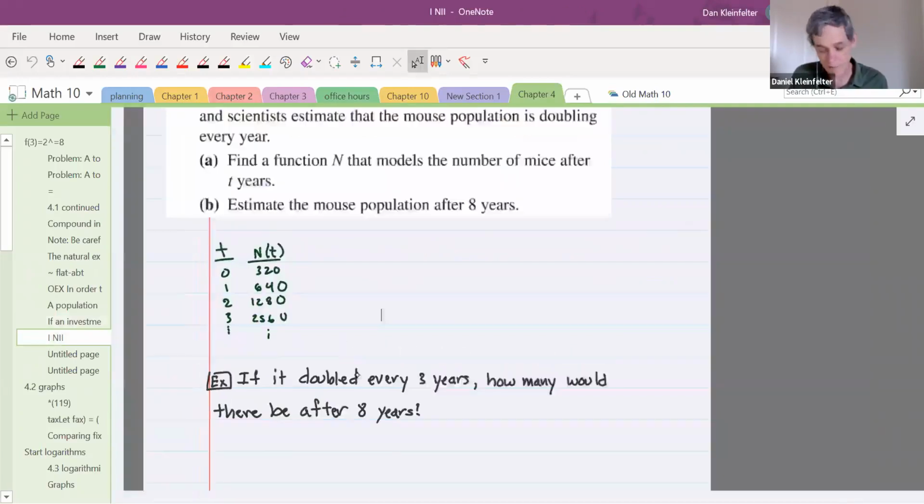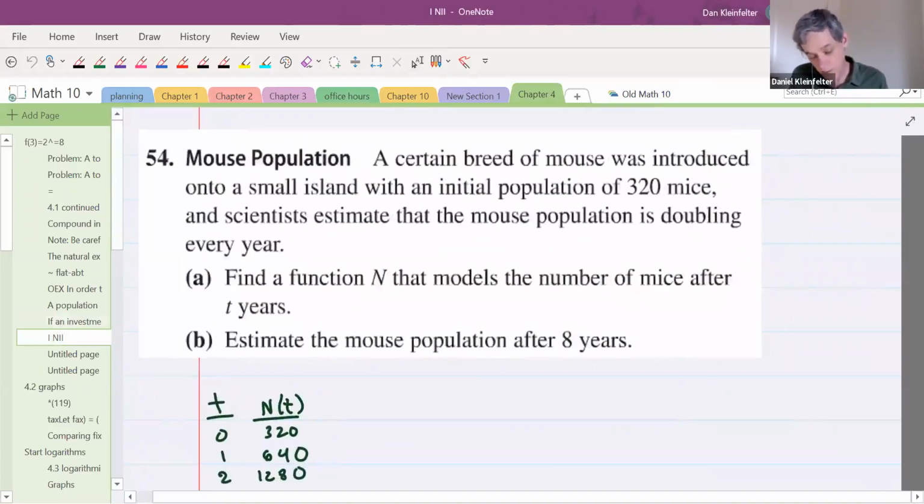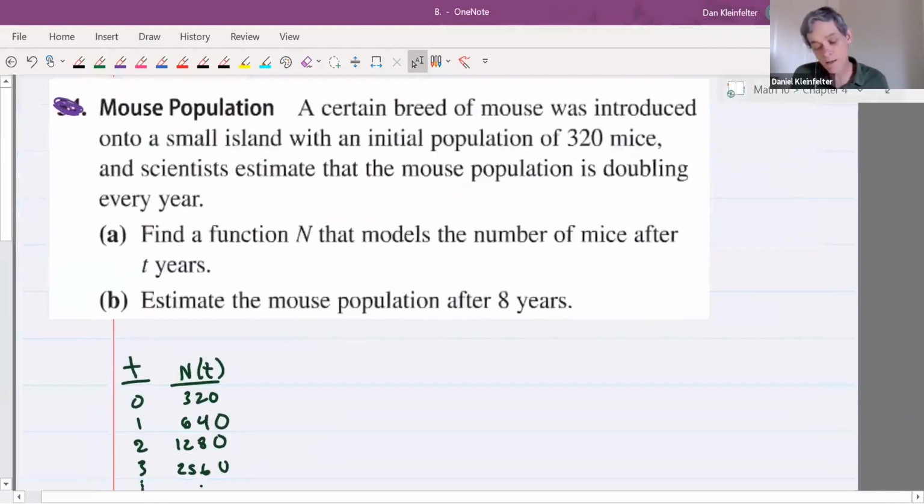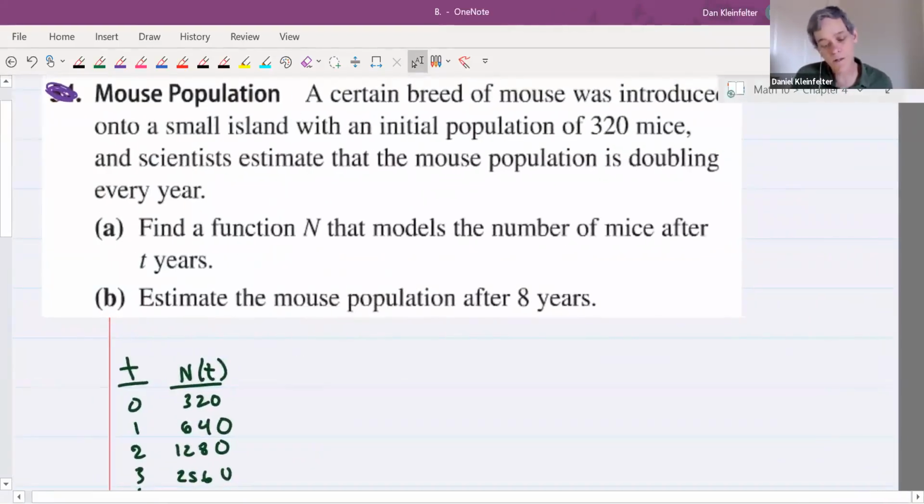Okay, more examples. This one is about a mouse population. Here it says a certain breed of mouse is introduced onto a small island with an initial population of 320 mice. And scientists estimate that the mouse population is doubling every year. We want to find a function n that is modeling the number of mice after t years. We want to estimate the mouse population after 8 years.